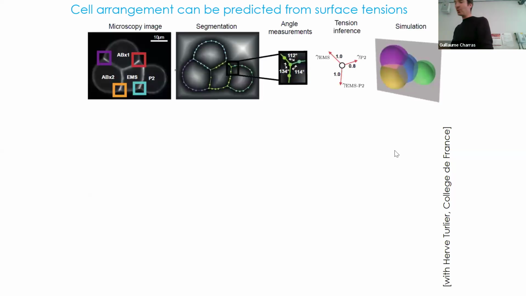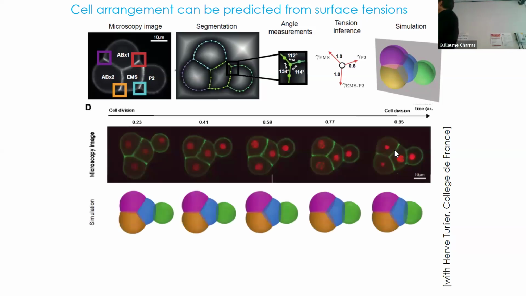Based on that, we worked with Hervé Turlier in Collège de France, and what they did is they segmented our movies, found the angles of contact. Then if you have that for each and every cell, you've got enough equations to solve the whole system with one reference tension. And so you can then use all of these relative tensions to put into simulations to get some information about the shape of the embryo. So as a first step, it looks very good. It looks relatively similar to what you have.